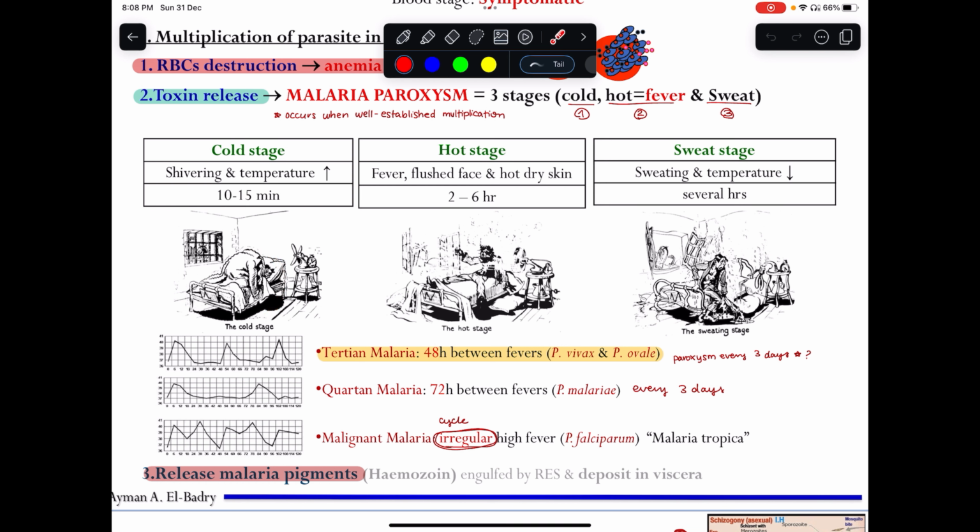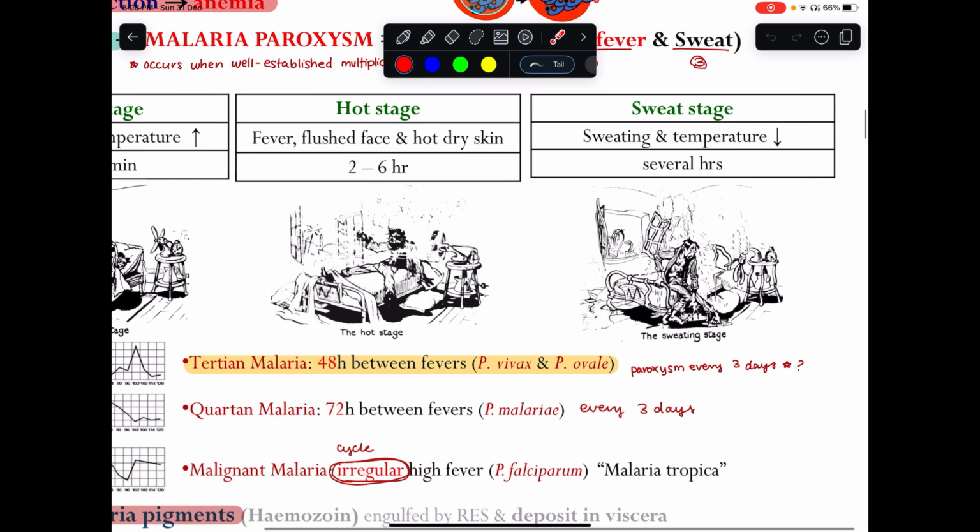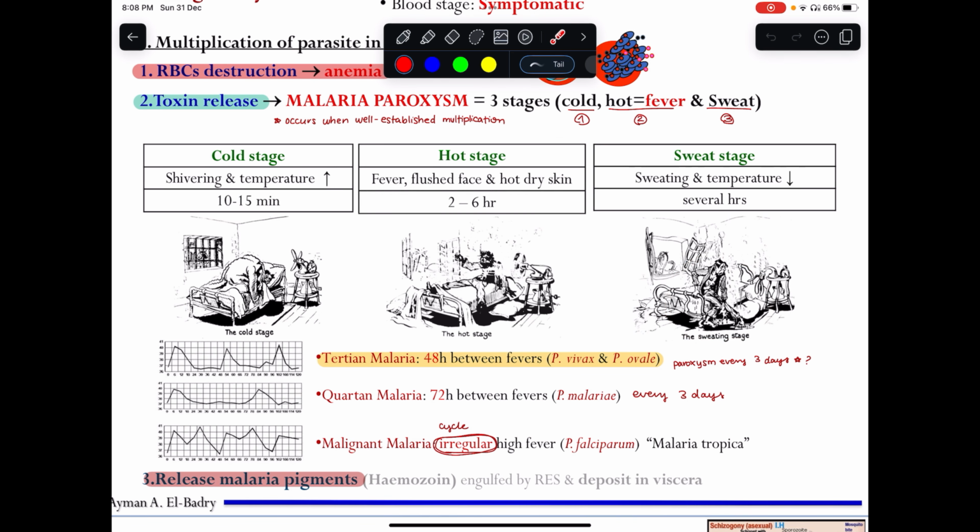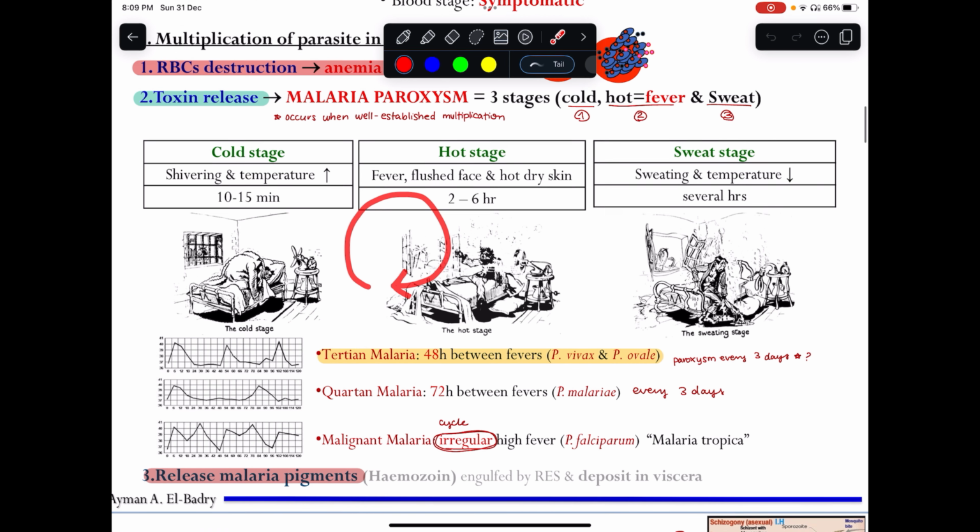Then we have our hot stage. It's a bit longer. Fever, flushed face, hot and dry skin. Lastly, the sweating stage is a decrease in your temperature and sweating for several hours. So this is a cycle basically. It's the paroxysm, 3 stages that occur after each other.